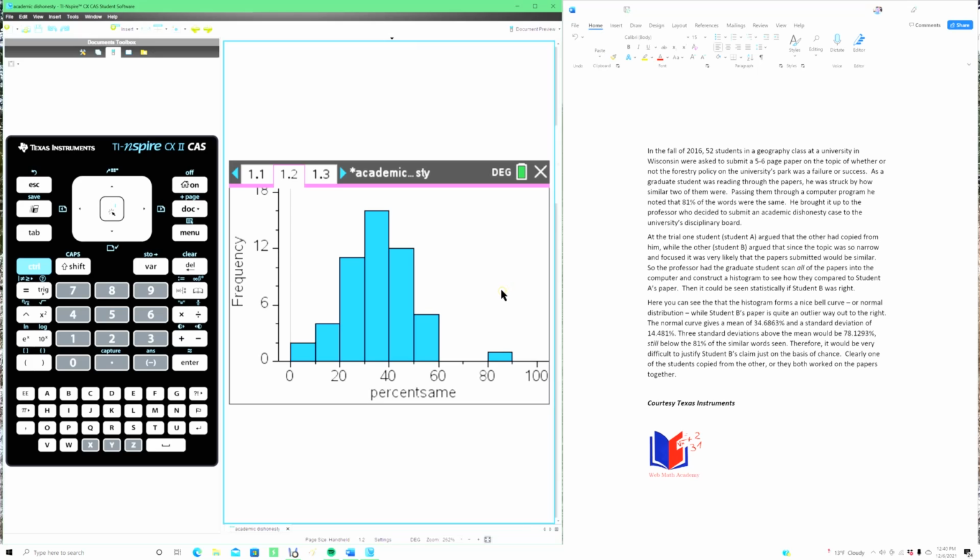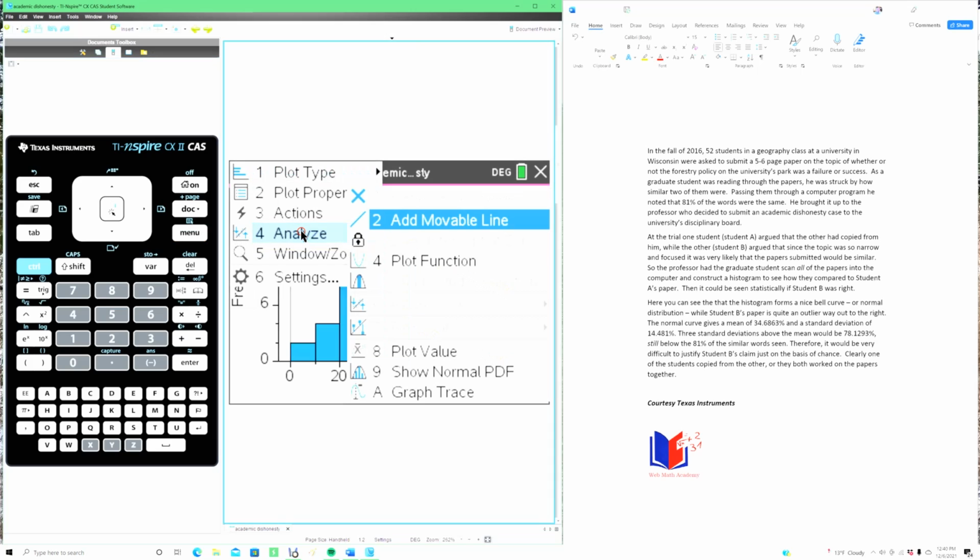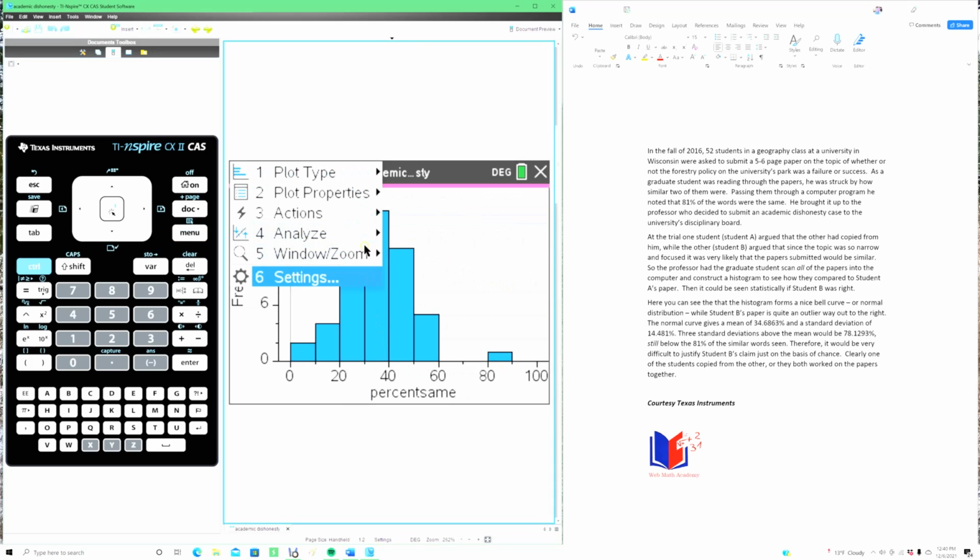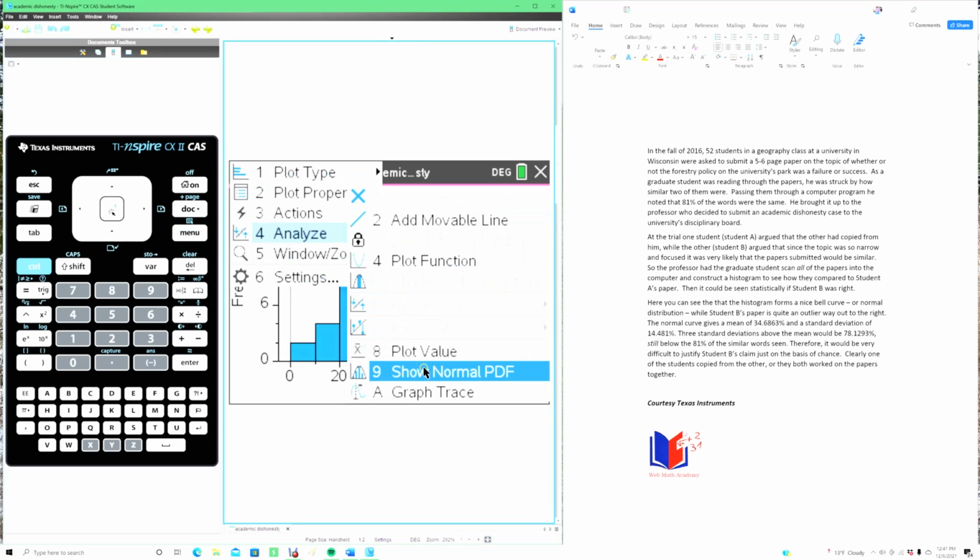And then to plot a normal curve, finally, we go back to Menu, Analyze, and Show Normal PDF. And that's it.